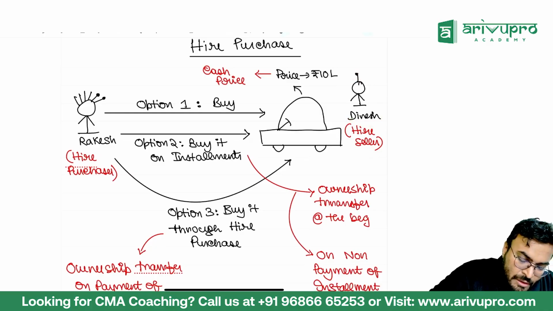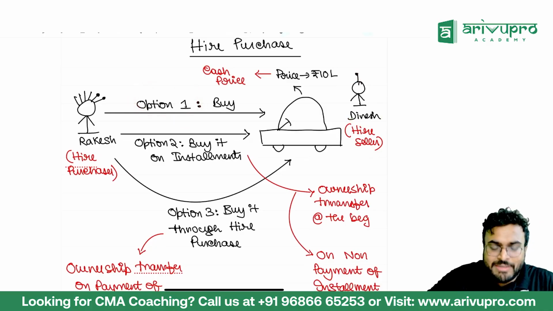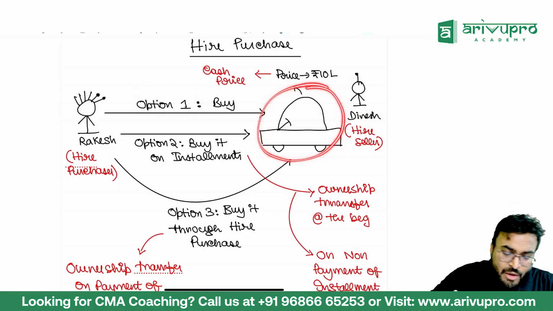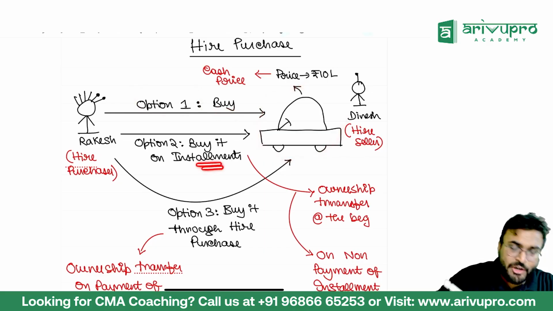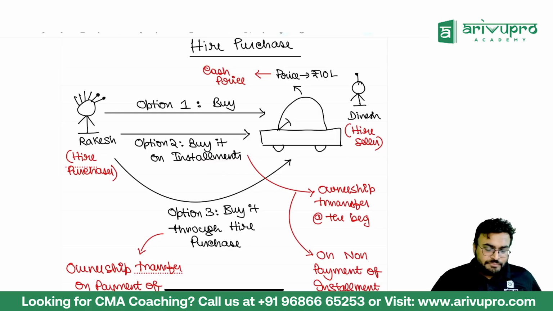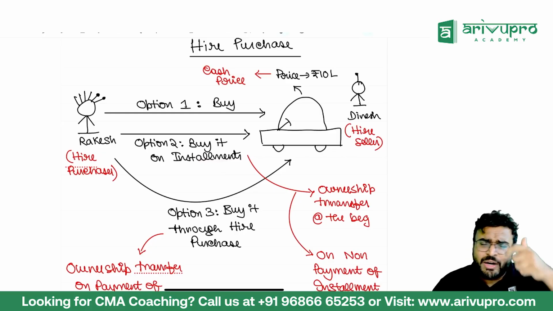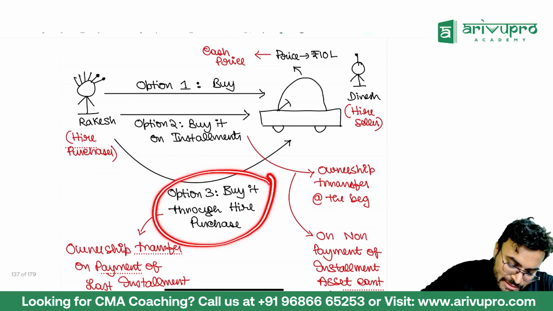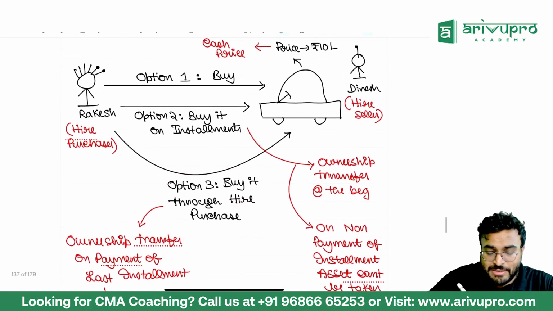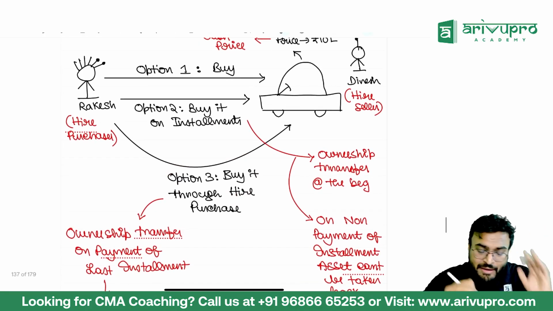Now option 1, what does he have? He wants this car. First option is he will buy the car. Second option is he will buy it on installments. He doesn't want both. Installment also he does not want. He just doesn't want to buy it also. Third option that he has is to buy it through a mode called hire purchase.